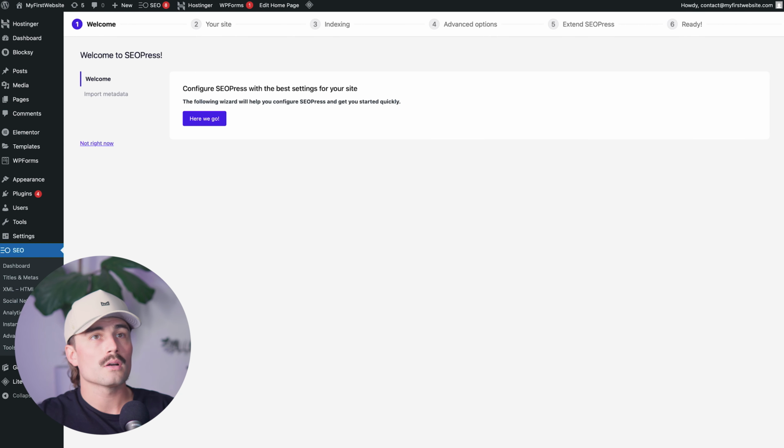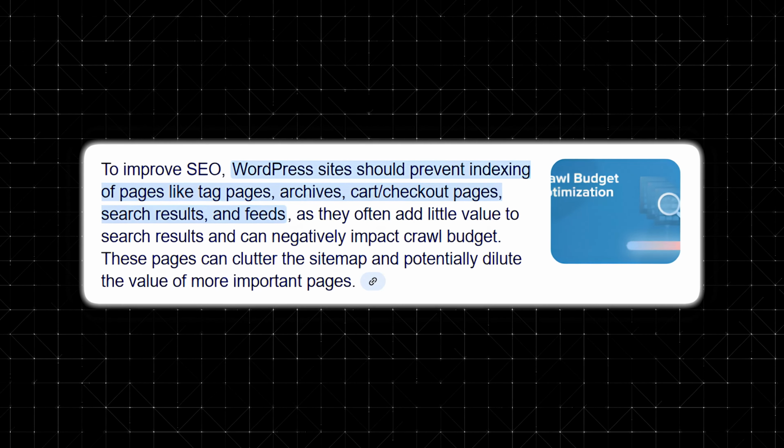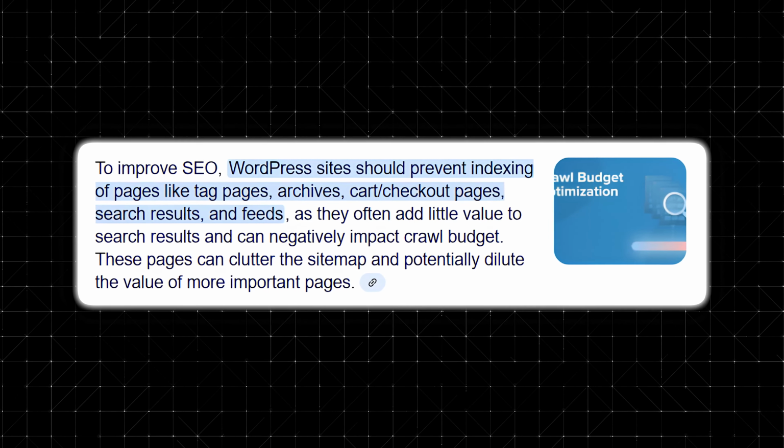Step 2, clean up the junk. What not to index. Now, there are a lot of parts of your WordPress site that don't need to be in Google search results. Things like tag pages, archives, cart and checkout pages, search result pages, and feeds. They clutter your sitemap, waste crawl budget, and they don't offer much value to searchers.